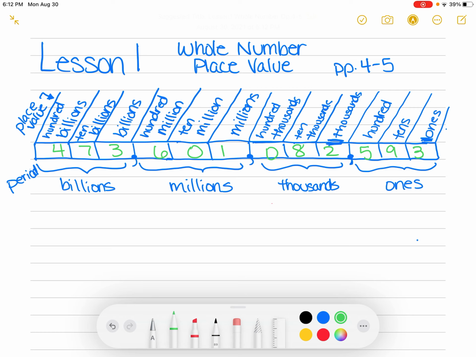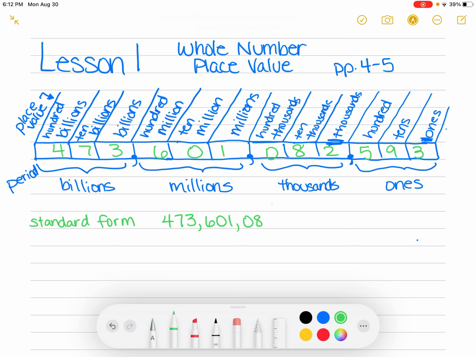Okay, so if I were to write that out, not in the boxes, this would be called my standard form. So we're going to write that down. Standard form is just the number. So this is going to be written like this, and we're going to put those commas in there.